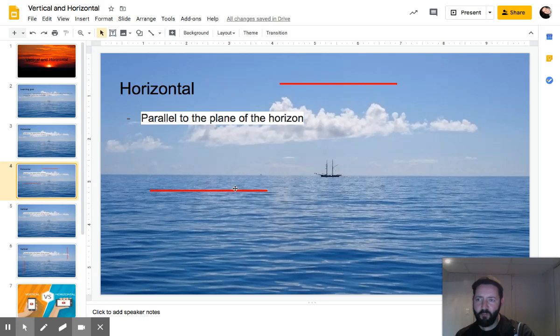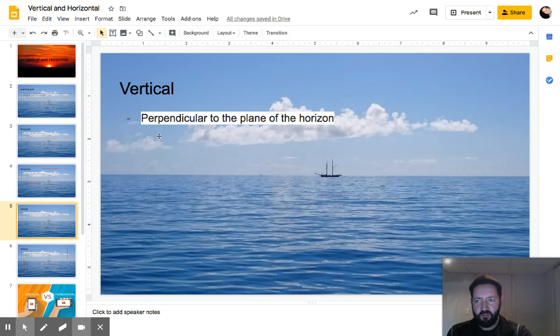It's probably important to note that these horizontal lines can be anywhere on this page. They don't necessarily have to be right beside a horizon. They can be way up here. They can be way down here in the water. But as long as they're running in the same direction as the horizon here, we would say that they're horizontal. Okay.